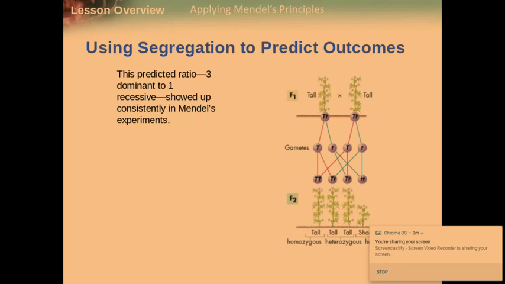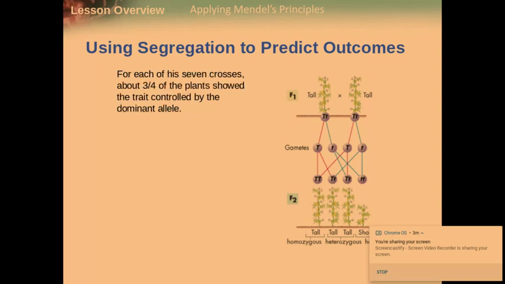So the predicted ratio is 3 dominant to 1 recessive. And this very consistently showed up in what Mendel did. For each of his 7 crosses, about 3/4 of the plants showed the trait controlled by the dominant allele. About 1/4 of the plants showed to be the recessive.